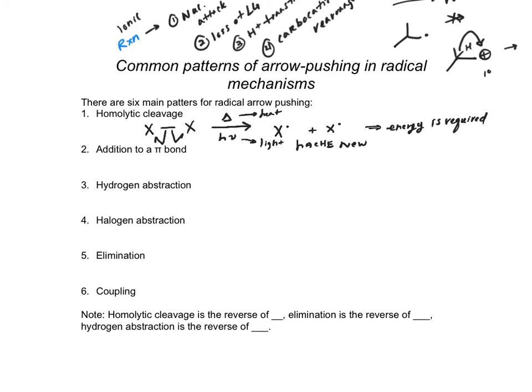Again, we take something that is not radical-based, we cleave that bond homolytically, and we produce two radicals as a product, okay?